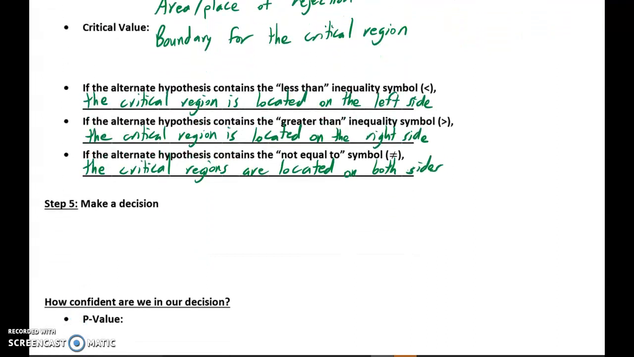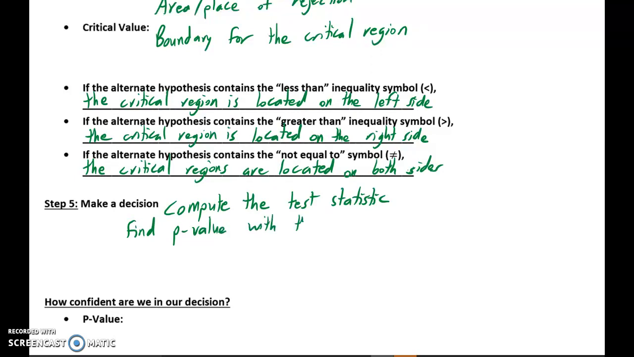And then step 5, this is probably the one that has the most work to it. In step 5, you're going to do the following things. You're going to first compute the test statistic. Whether it's z, t, f, or chi-square, you're going to compute it here in step 5. Then you're going to find what is known as a p-value associated with the statistic. It's basically a probability value. And then, based on that, we're going to decide whether to reject the null.